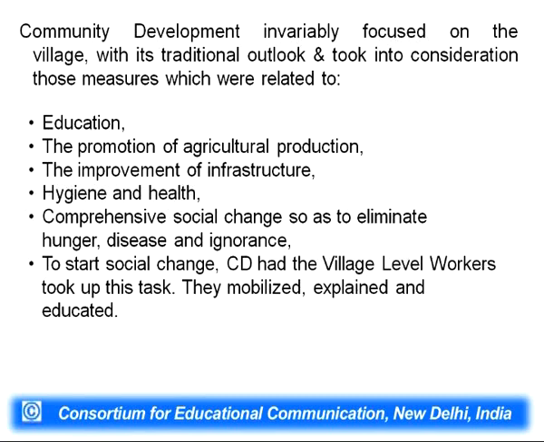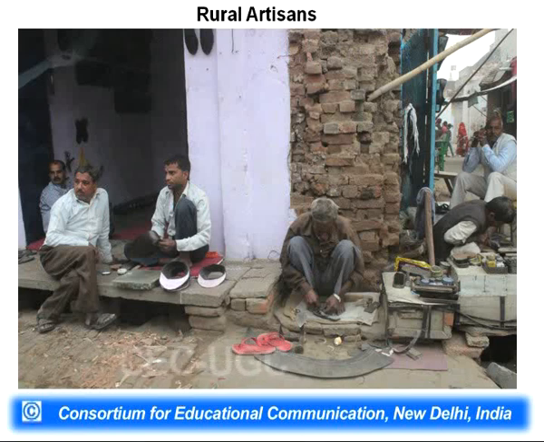On the other hand, if you take up community development, under community development the focus was the village and its traditional structure. So, under the community development program, education was very important, along with promotion of agricultural production, improvement of infrastructure, hygiene and health, and comprehensive social change so as to eliminate hunger, disease, and ignorance. To start social change, community development had village level workers taking the task, and they mobilized, explained, and educated people about the different packages available at the disposal of the government.